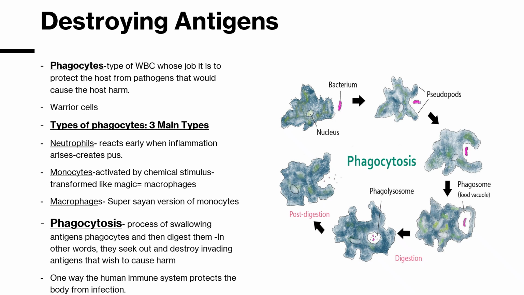Next, we have the process of actual phagocytosis, which I have demonstrated over here on this picture to the right. Phagocytosis is the process of swallowing antigens, phagocytes, and then digesting them. In other words, they seek out and destroy invading antigens that wish to cause harm to the human host. One way the human immune system protects the body from infection is through phagocytosis.